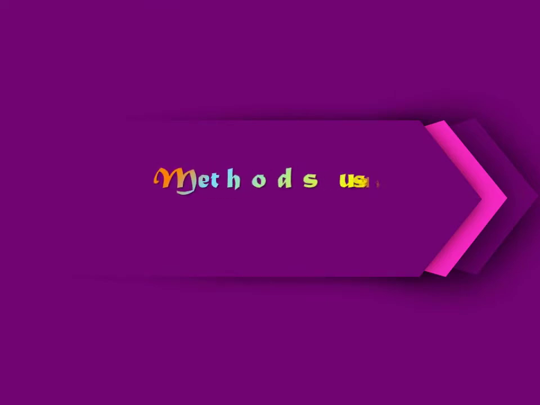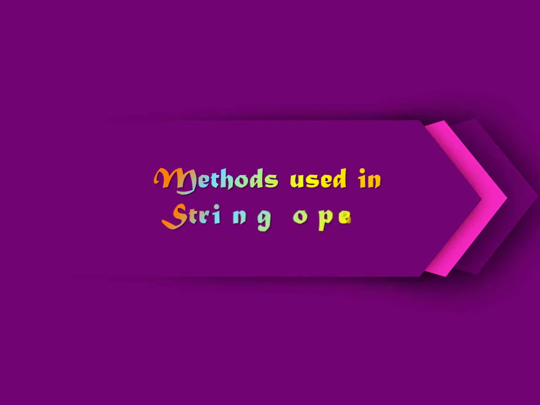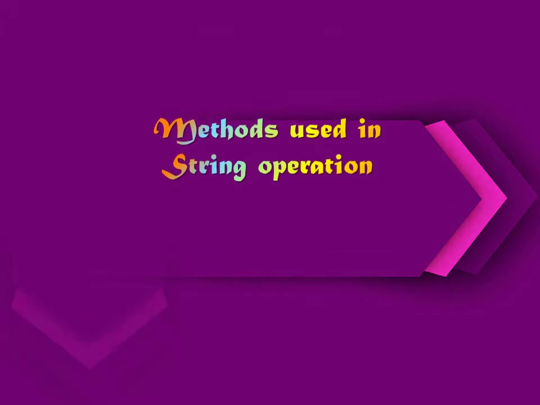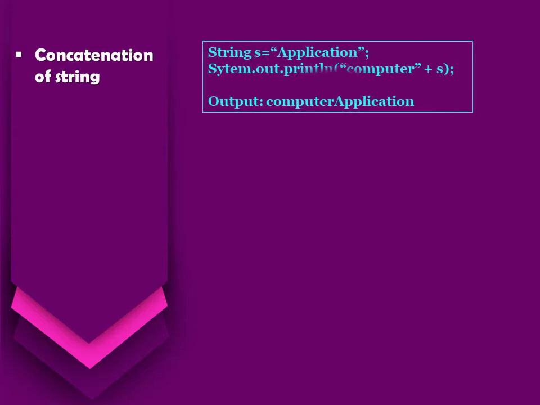Next we'll see methods used in string operation. The first method is concatenation of strings. The concatenation of a string is done simply by using the plus symbol. Look at the code given here. s is equal to "Application", and in the printf statement you are simply adding "Computer" plus s.